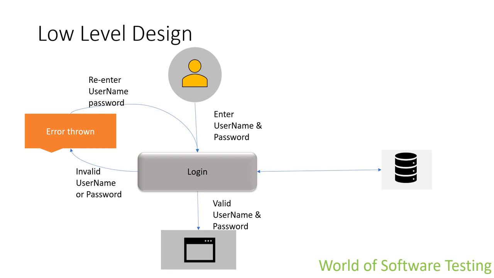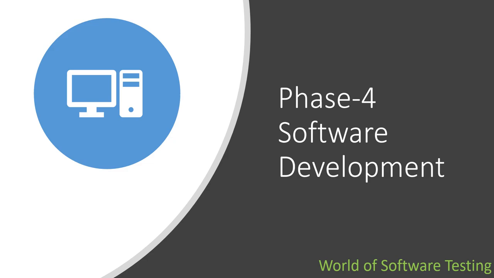So the roles involved in the design phase are the architects and the senior developers. And the outcome of this phase is the technical design document, the TDD. So let's move on to the next phase.